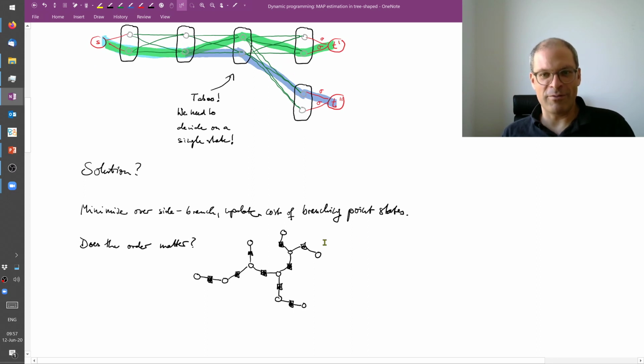Now there's a question, well, what is the main branch and what is the side branch? The argument works for any number of side branches, and it works for any choice of main branch. Now we only need to do the bookkeeping correctly, but what we call main branch and what we call side branch is completely arbitrary.